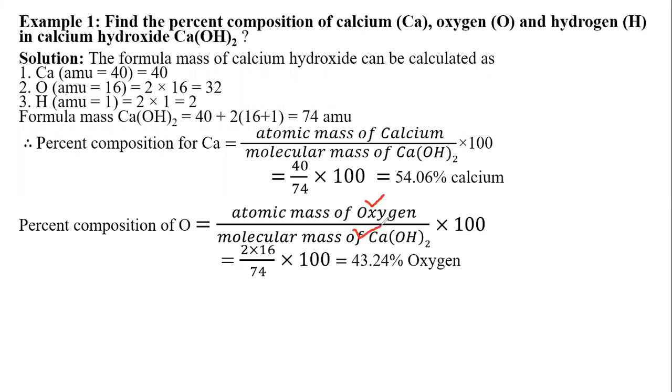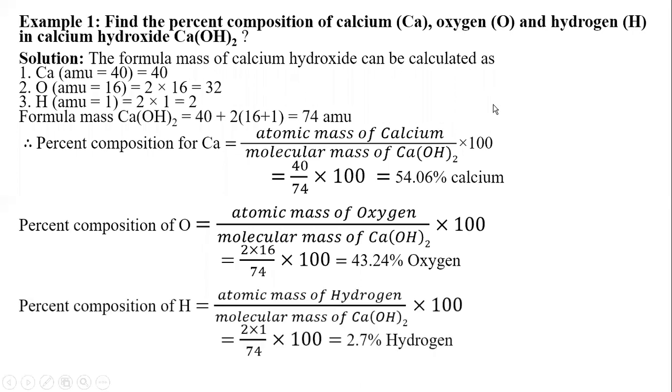Similarly, the percentage composition of oxygen will be equal to the atomic mass of oxygen divided by the molecular mass of calcium hydroxide multiplied by 100. So, the atomic mass of oxygen is 16, but the molecular formula contains two atoms of oxygen. So, we will multiply the atomic mass by 2, divided by the molecular mass of calcium hydroxide, multiplied by 100. So, it will be equal to 43.24% of oxygen.